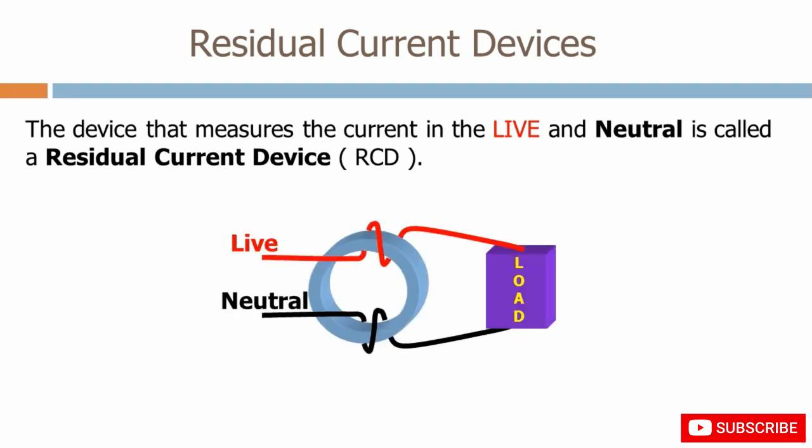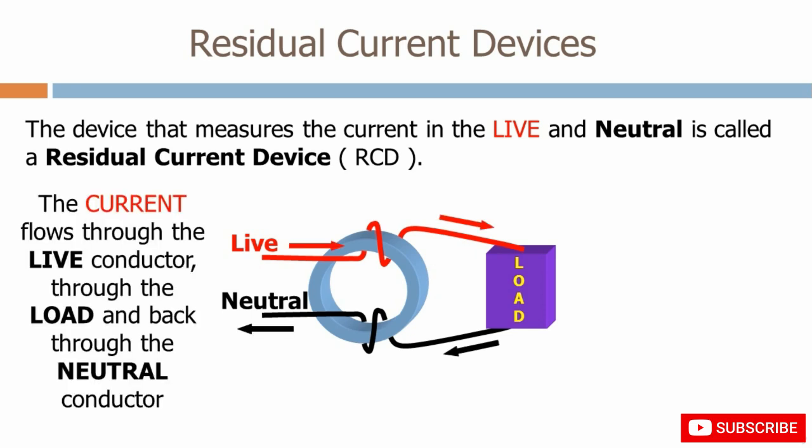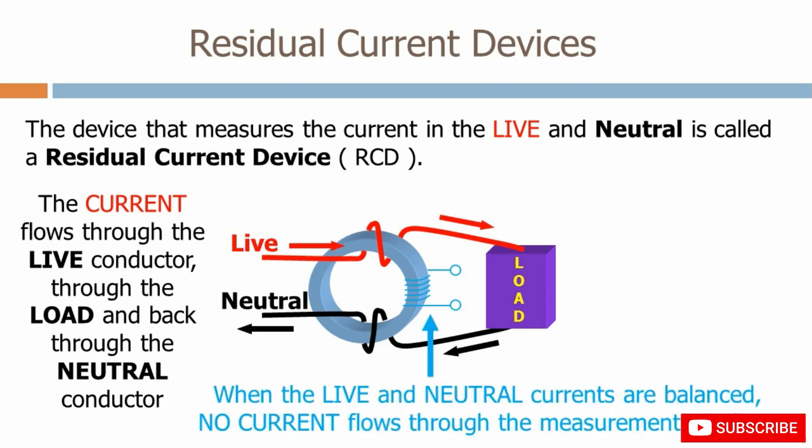Here we have a circuit with a live and neutral feeding a load. The current flows through the live conductor, through the load, and back through the neutral conductor. We have a measurement winding which sums the current flowing through the live and back through the neutral. When the live and neutral currents are balanced, no current flows through the measurement winding. We therefore know that there are no leaks and the system is healthy.